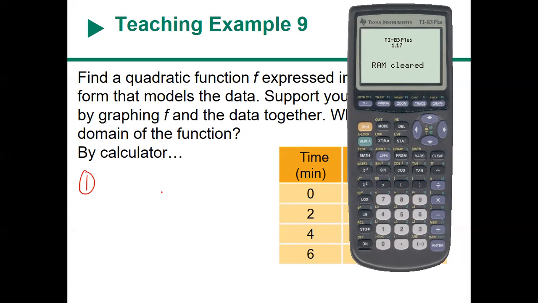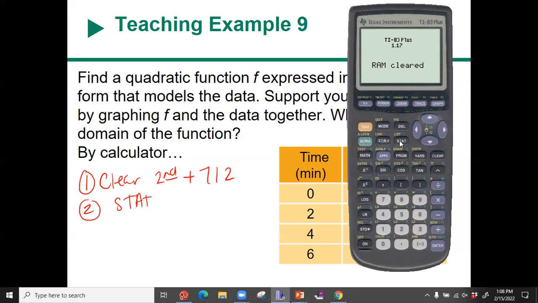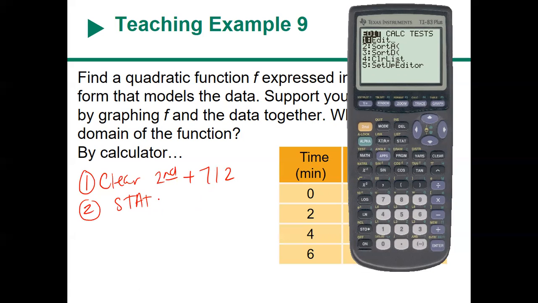So step 1. You want to make sure that your calculator is cleared. Remember, that's second plus 7, 1, 2. So you see how mine says RAM cleared? Okay. Step 2, you're going to press where it says stat. Do you see the stat button? Right underneath delete. And then you're going to press edit and input your values. Stat, then edit and input.